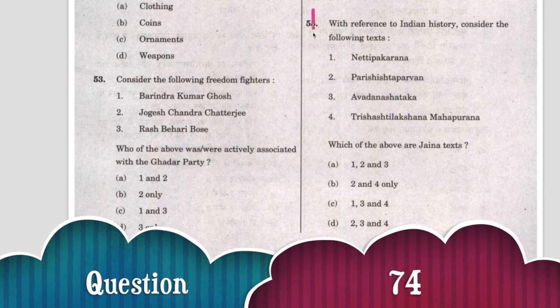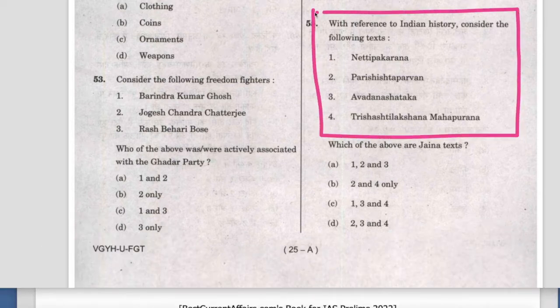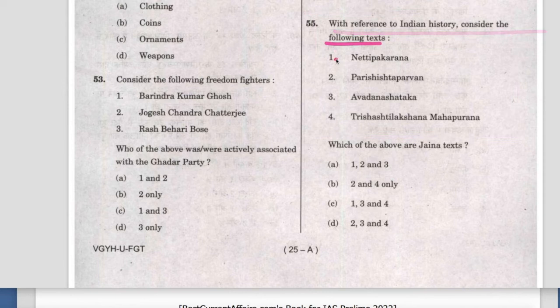Next question, with reference to Indian history, consider the following texts. The names of 4 texts are given. Which of the above are Jain texts? Now take this 4th one first. It is a Jain text. The 3rd is not, it is a Buddhist text.